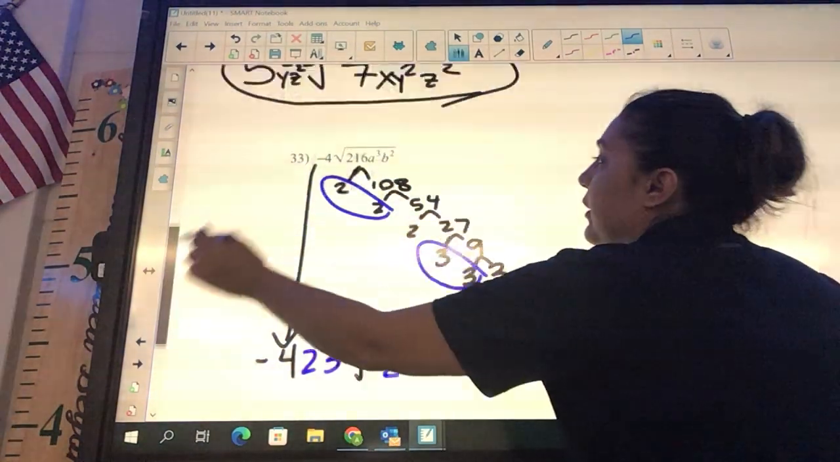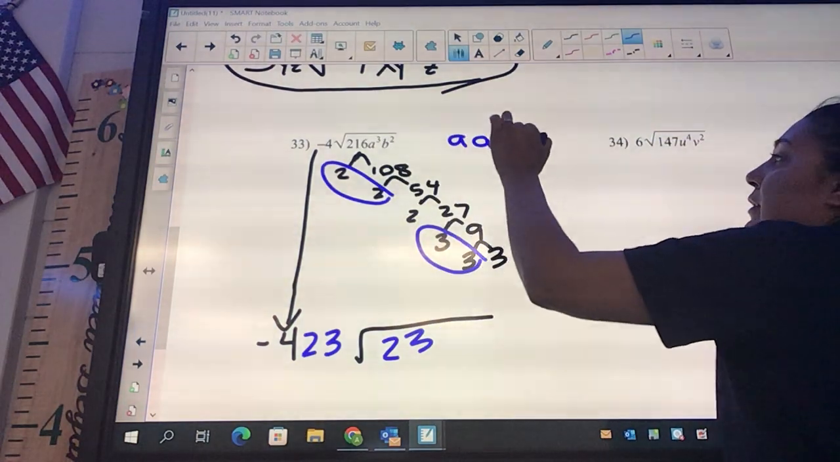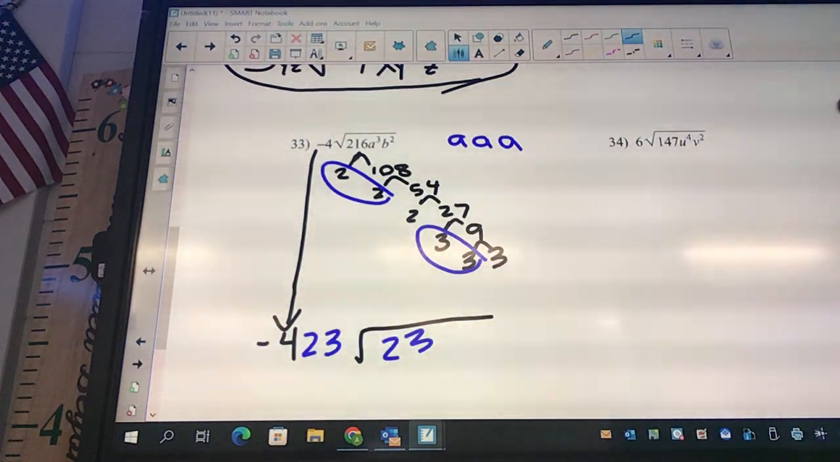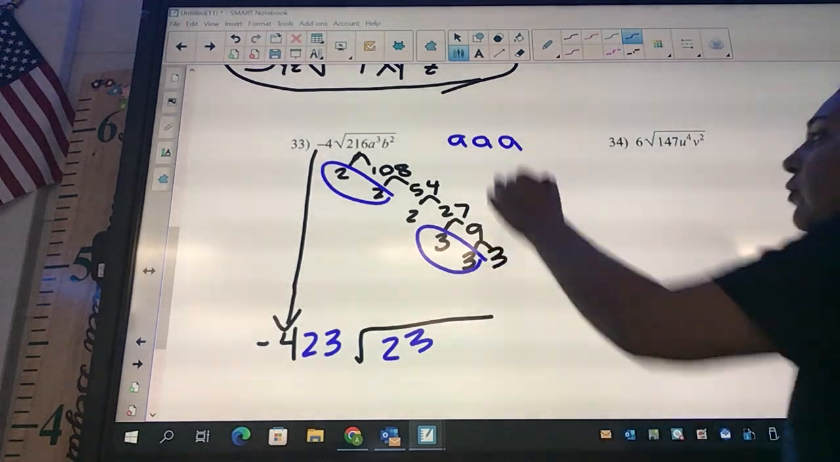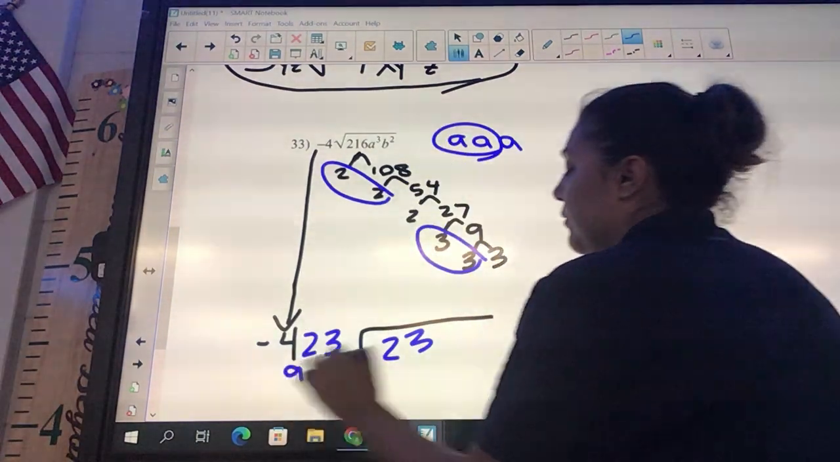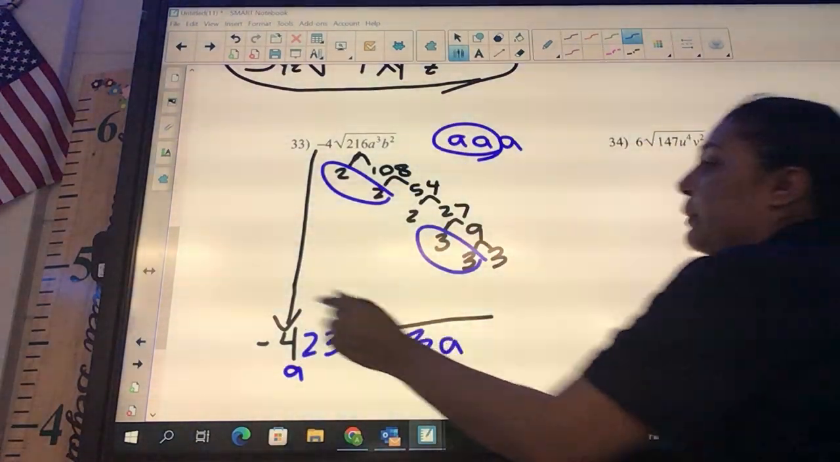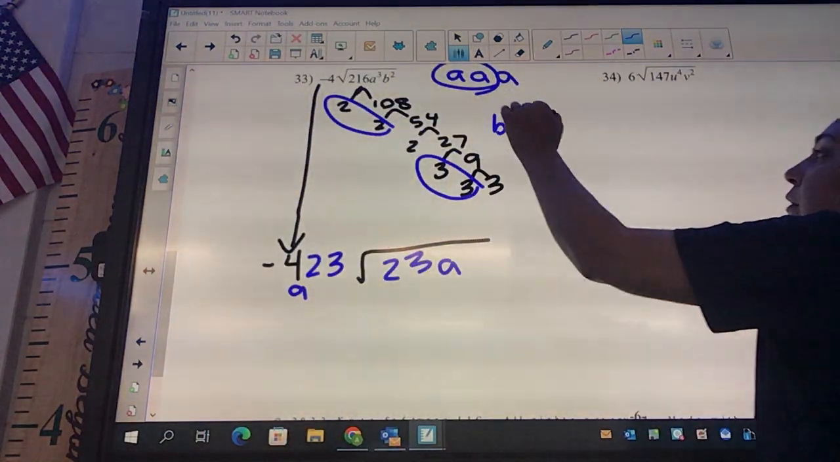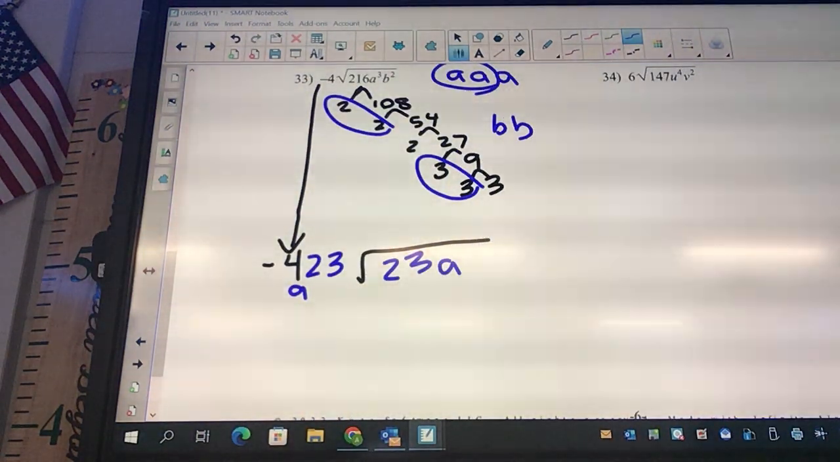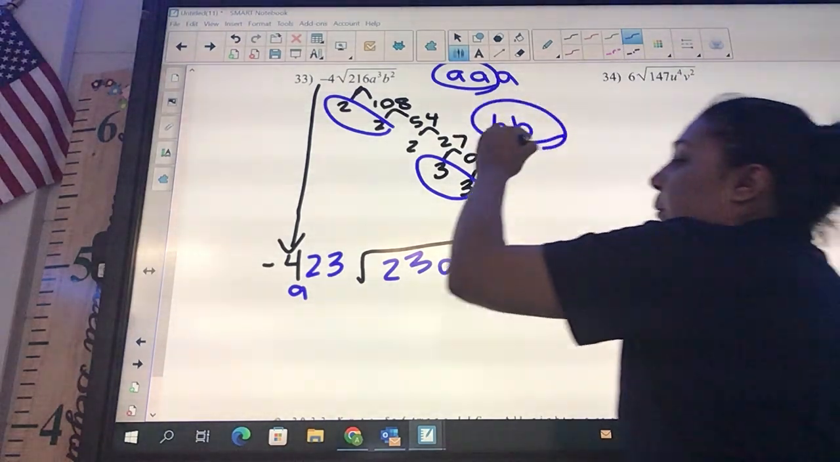And then let's do the letters. I got 3 a's. Who can go? 2 of them. So 2 goes on the outside, and then 1 goes on the inside. And I have 2 b's. How many can go? Both of them, so 1 group.